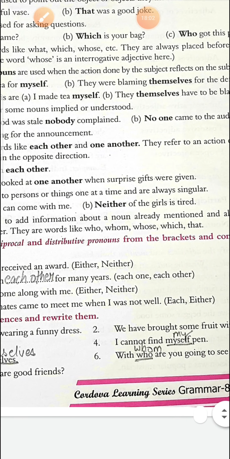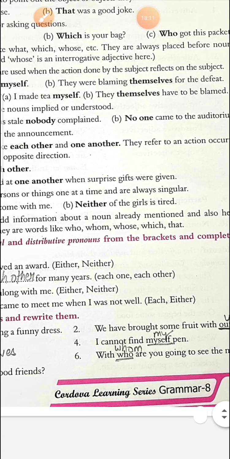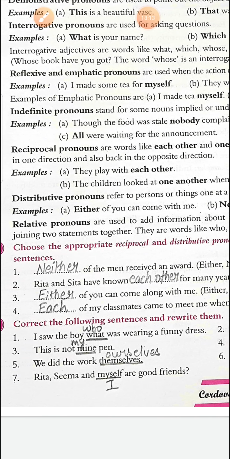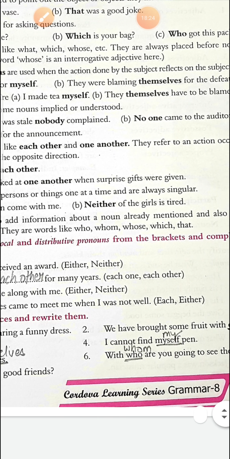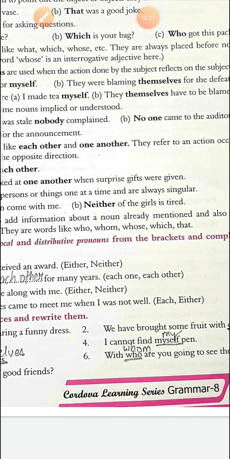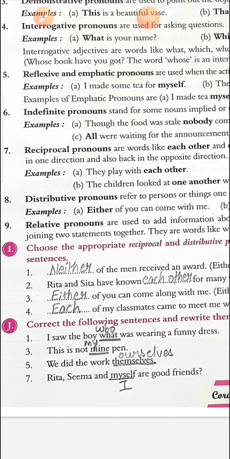Then second is we have brought some fruits with ourselves. It's wrong. It will be with us. Then us is what kind of pronoun? Personal. This is not mine pen. What we say, this is not my pen, and my shows possessive. Fourth, I cannot find myself pen. Again it's wrong. I cannot find my pen. Again it's showing possession. We did the work themselves. It's wrong. We did the work ourselves. Ourselves is used. And again this is an example of reflexive.